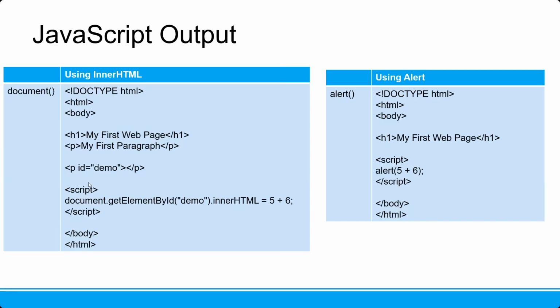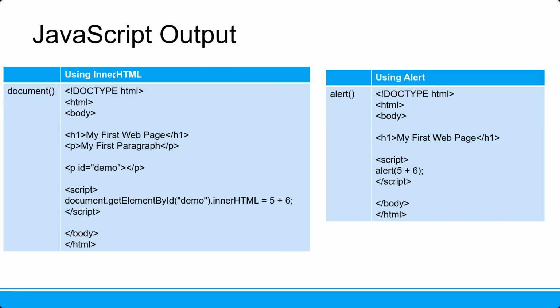So you know already, we can have output from JavaScript in terms of two things. The first is using document.write. When you write document.write, it means you will write something in your web page. If you have alert, it means you want to show a pop-up.